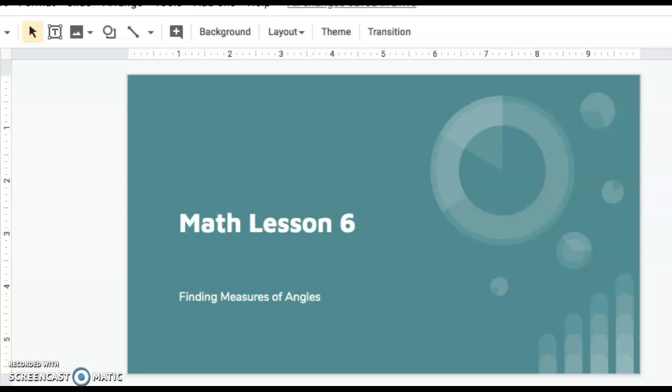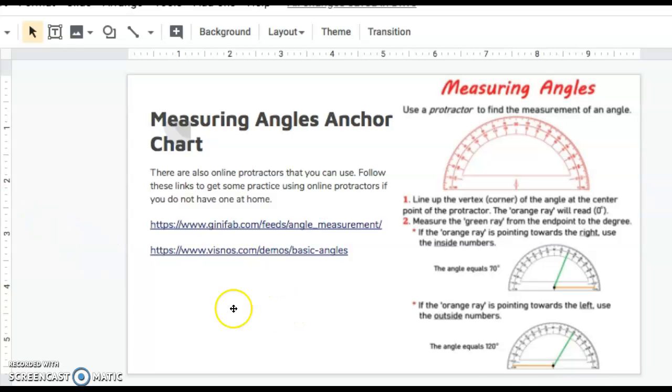Hi class, so today we're going to be talking about math lesson 6. We're continuing with finding measures of angles, and the only difference for this week is that now we will actually be using the measurement tool, which is your protractor.